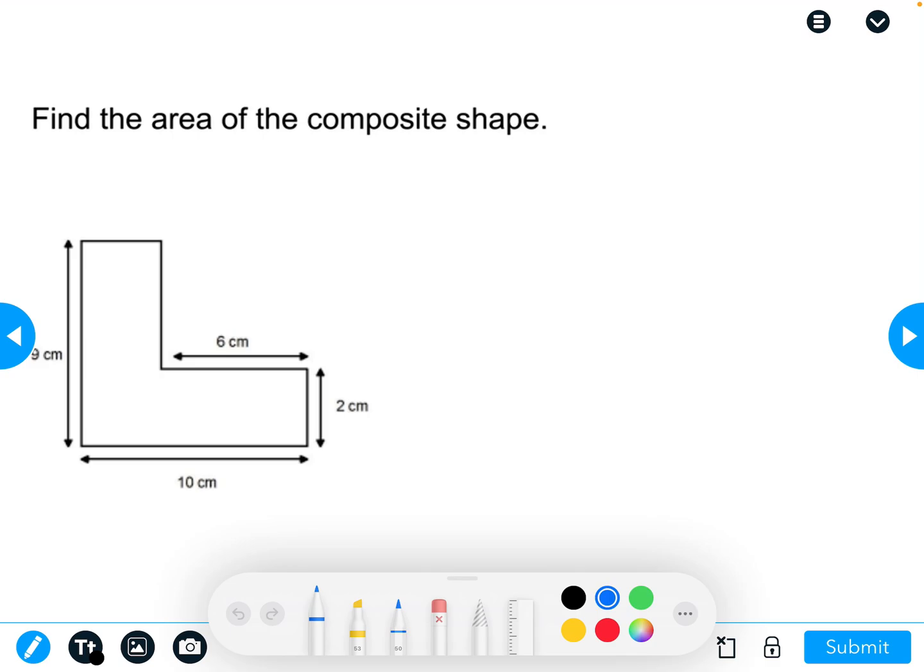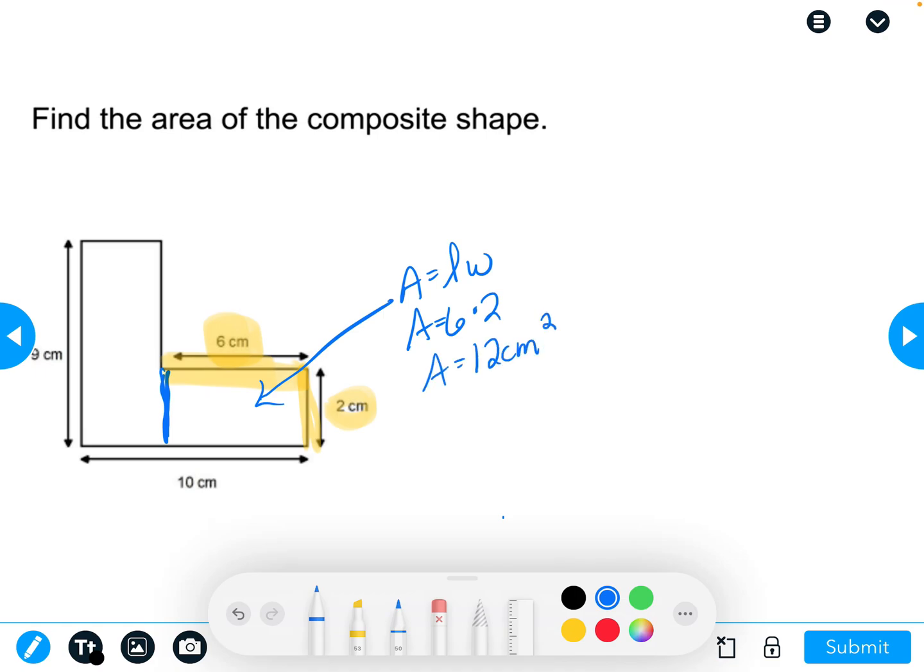Okay, here's our first one. Now, how you break this up is up to you. You could break it right here and have 2 different rectangles, or you could break it vertically right here. I'm going to break it vertically and take a look at my 2 rectangles. So the rectangle on the right, here's our 6 for a length, and here's our 2 for a width. So for this section, area equals length times width. So area would be 6 times 2, which would be 12 square centimeters.